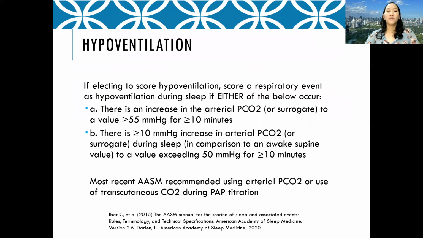This is the criteria for sleep hypoventilation. You have to have at least one of these criteria. One, there is an increase in the arterial CO2 or surrogate to more than 55 millimeters of mercury for at least 10 minutes, or an increase of 10 compared to the awake supine values. And you also need a value greater than 50 for at least 10 minutes.